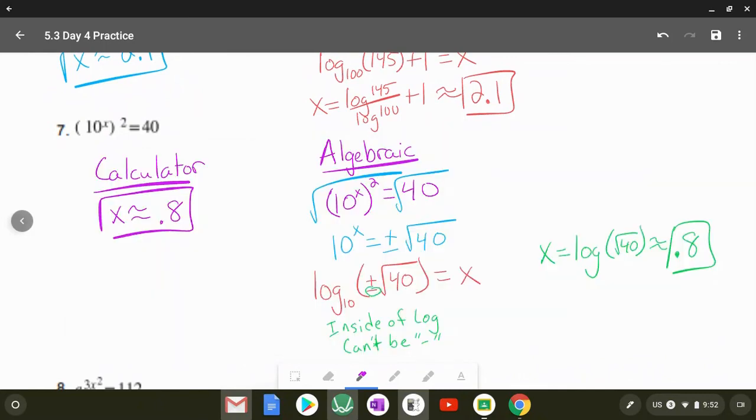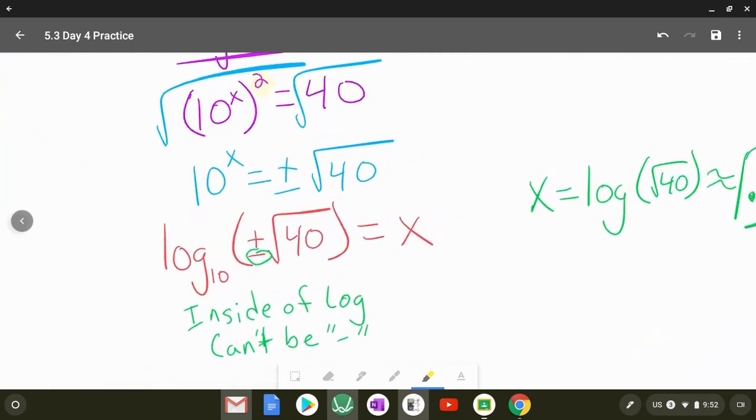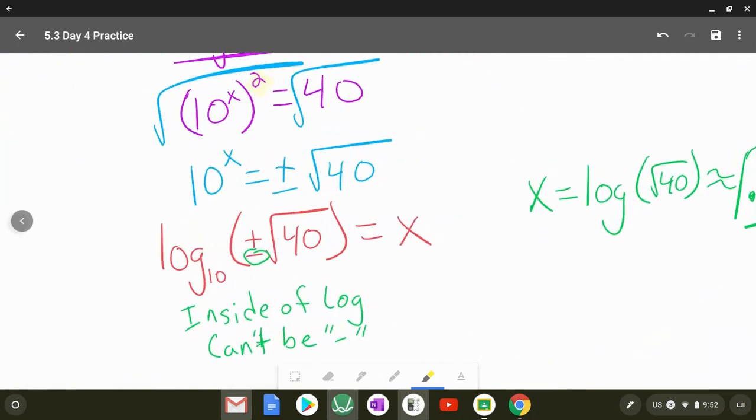At number 7, the calculator should have given you 0.8. And then algebraically, when you go through this, first thing you got to do before you can convert to log is you got to get rid of this squared. So when you square root it, you have 10 to the x equals plus or minus square root of 40. But then again, you got to convert it to get the variable out of the exponent.